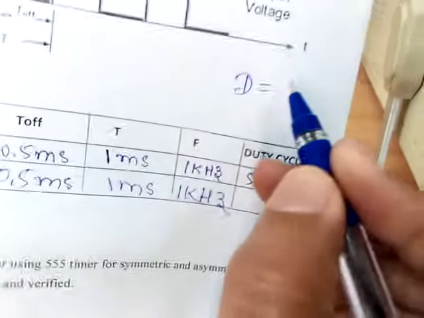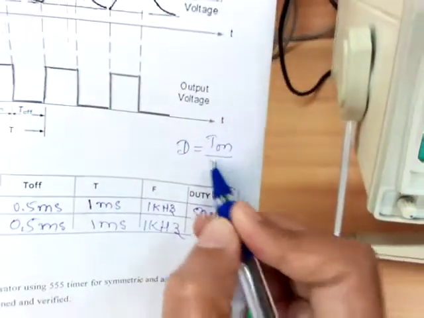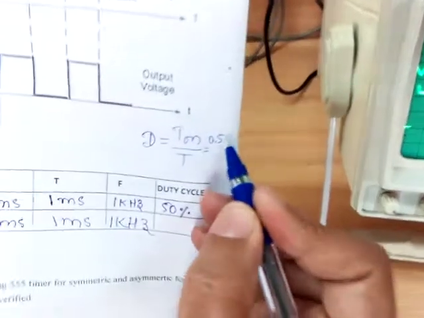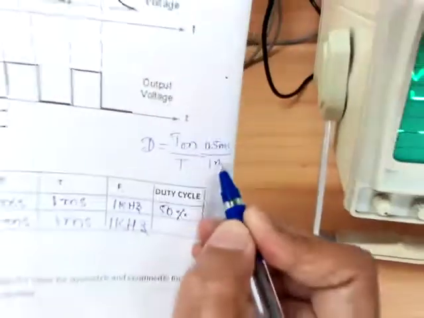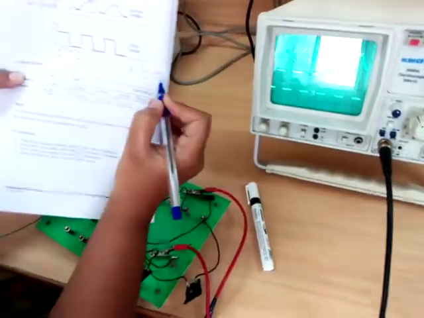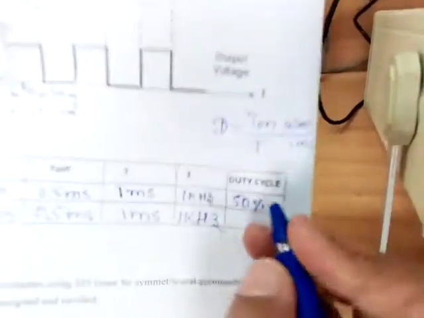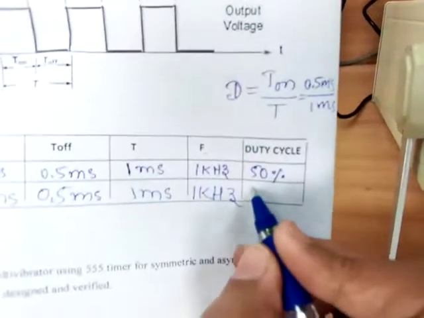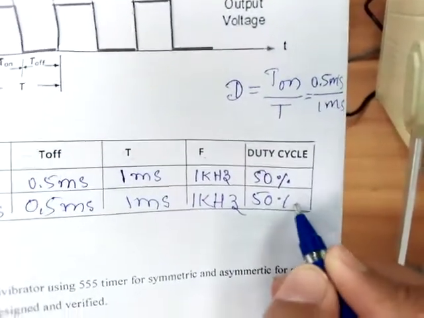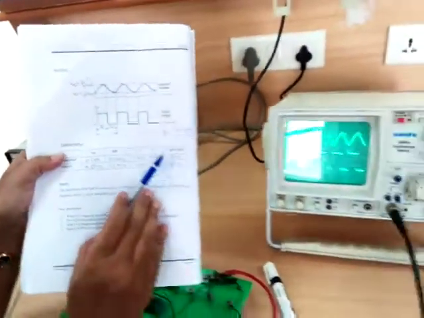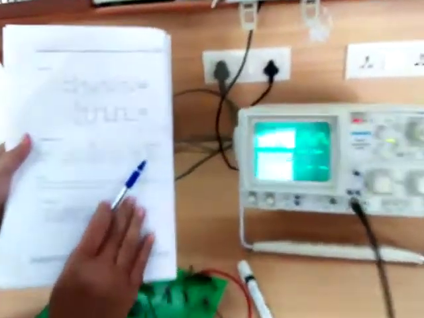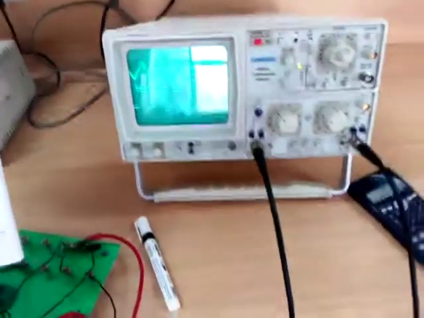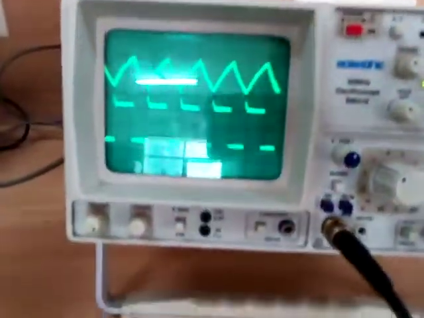Then duty cycle D is T on by T. T on is 0.5 milliseconds and T is 1 millisecond. So milli gets cancelled, and 0.5 by 1 is 0.5 only. If you convert to percentage, you get 50%. So we have achieved the duty cycle according to our designed value. We got exactly 50% duty cycle. So this is about the astable multivibrator. Thank you for watching the video.